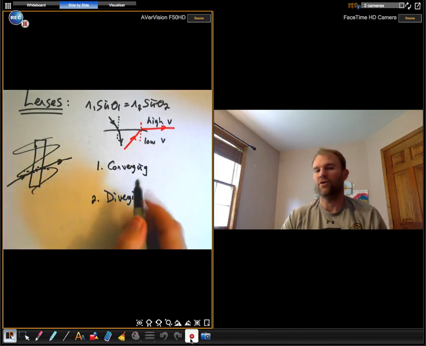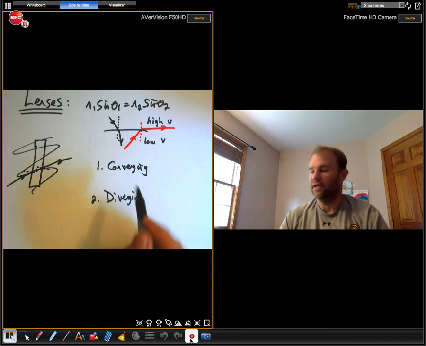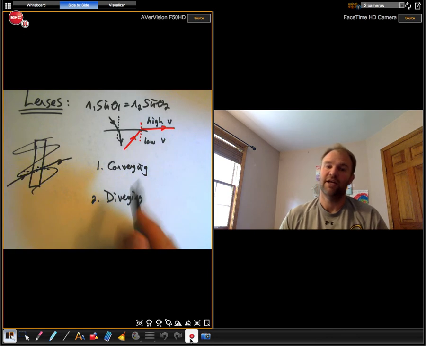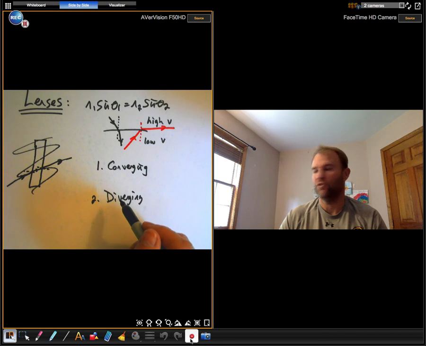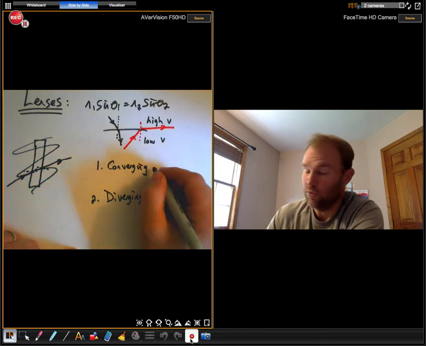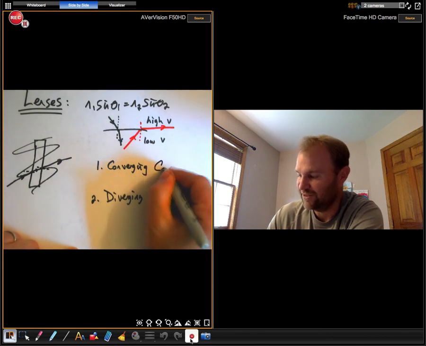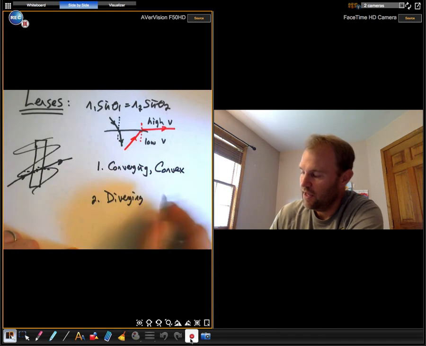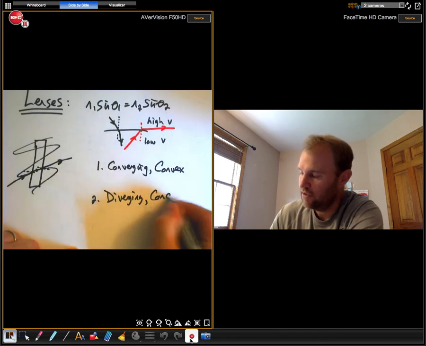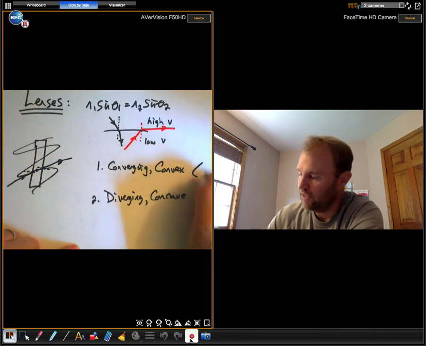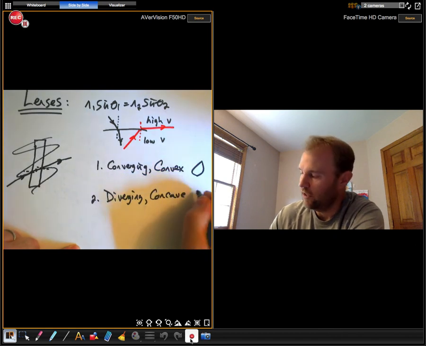Now the converging mirror was called a concave mirror, and a diverging mirror was a convex mirror. It's the opposite for the names here. So converging was concave for mirrors, and now converging is convex. Oops, convex. Sorry. And this would be our concave. Okay, so again, it just has to do with the shape. So our convex lens is going to look like that, and our concave lens is going to look like that.